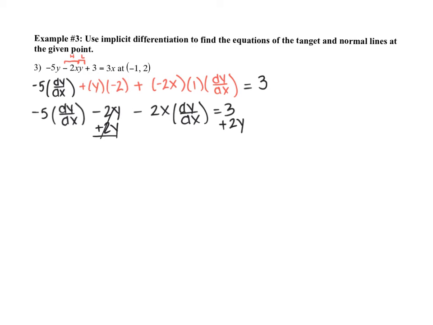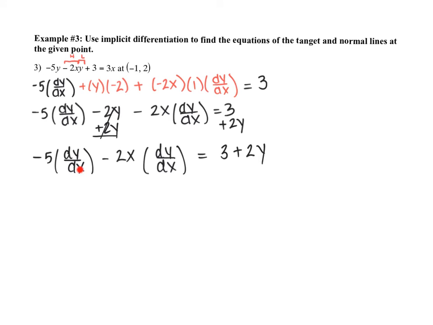And what I'm left with over here is negative 5 times dy/dx minus 2x dy/dx, and 3 plus 2y. So my GCF out of these two terms is dy/dx. So I'm going to take that out, followed by an open parenthesis: dy/dx. And it looks like the negative 5 and the negative 2x would be what we are left with. So negative 5 minus 2x.